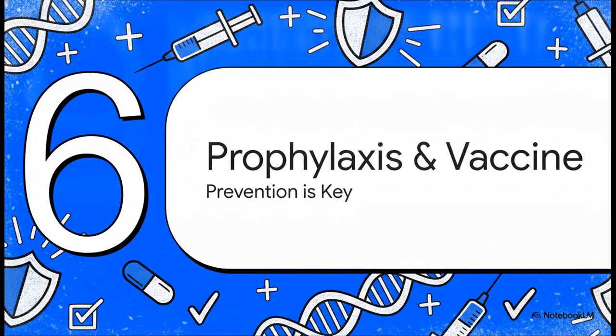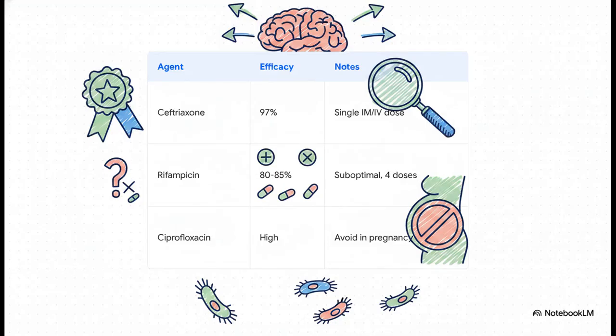Section 6. Prophylaxis and Vaccines. Prevention is key. Okay, let's look at how test writers love to distract you here. For close contacts, who, by the way, have a massive 1,000 times background risk rate, prophylaxis is an absolute requirement. Test writers love throwing rifampicin into the multiple choice options just because it was used historically. But look at the data. It only has an 80 to 85% efficacy rate, and it requires 4 whole doses. The actual best choice? That's ceftriaxone. A single dose gives a 97% eradication rate, and it's totally safe in pregnancy.